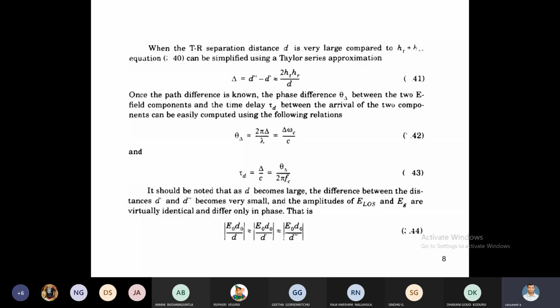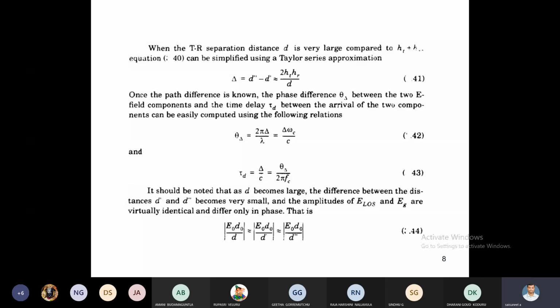Similarly, we have to calculate the time delay between the line of sight path and the ground reflected path. The line of sight path is first, then the ground reflection path. Then tau d, which is equal to delta phi by omega c, which is equal to theta delta by 2 pi fc.